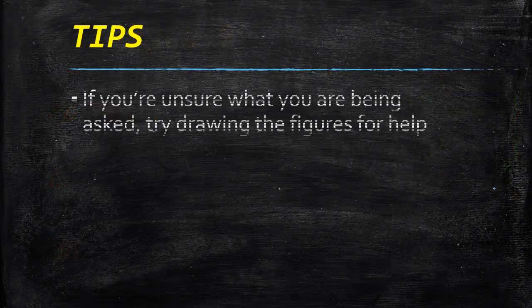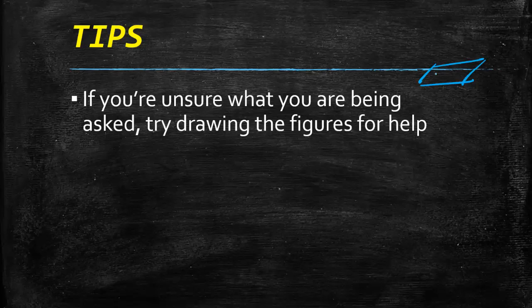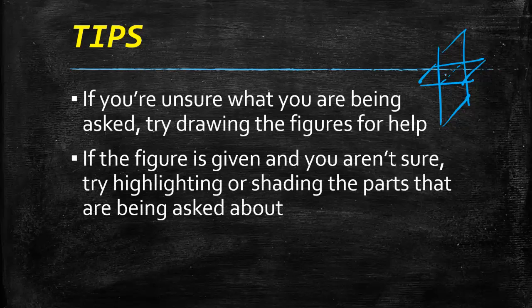All right, so finally, if you're unsure what you're being asked, try drawing the figures for help. Like if I said the point of intersection of two planes would be what? And you're not sure what that means. So say, okay, well, I've got one plane here, and then I got another plane here, where would they intersect? They'd intersect along here, and what is this? So sometimes drawing a figure helps. If the figure is given and you aren't sure, try highlighting or shading the parts that you're being asked about, like I did in the last example.